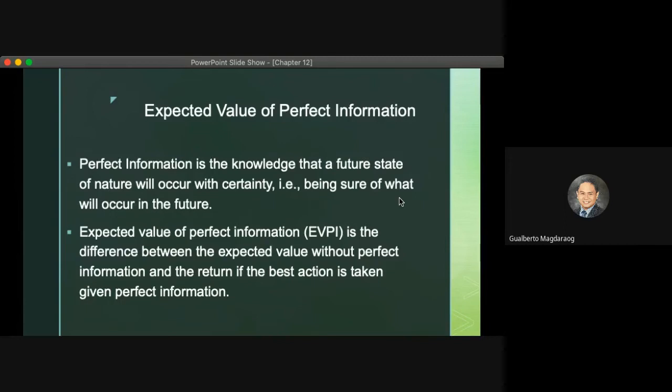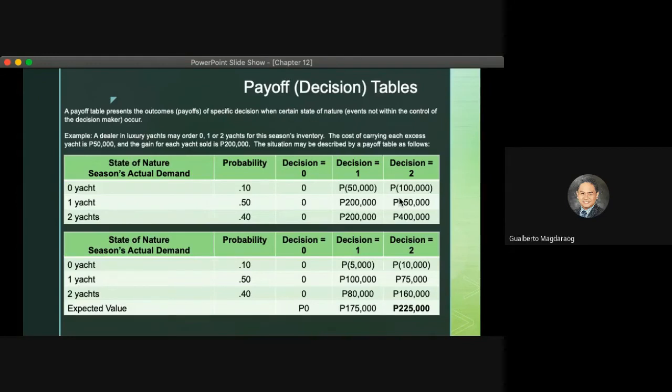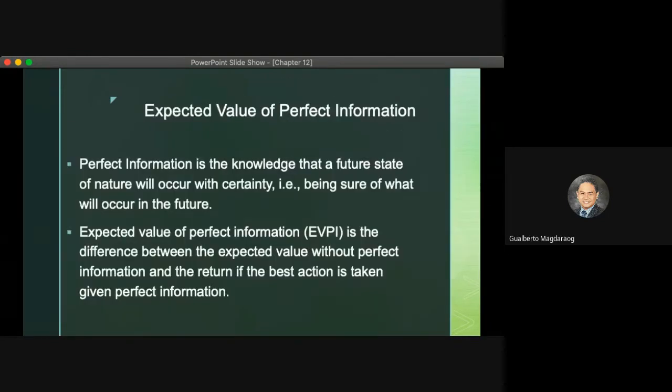So, EVPI is the difference between expected value without the perfect information and the return if the best action is taken given perfect information. So, dito sa previous slide natin, sa previous example natin, the expected value here of 225,000 is without perfect information. Kasi kung may perfect information yan, eh di sana 400,000 ang sure nakikitain natin. Because we don't have any perfect information, we assume the expected value is only 225,000. Okay? So, the expected value of perfect information is the difference between with and without the perfect information.